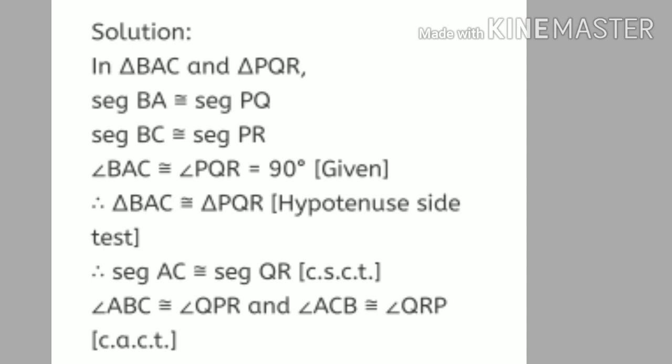Now write the remaining congruent parts. Remaining sides are side AC congruent to side QR, corresponding sides of congruent triangles. And the remaining angles are angle ABC congruent to angle QPR and angle ACB congruent to angle QRP, corresponding angles of congruent triangles. As we discussed, if two triangles are congruent, then the remaining angles and remaining sides are also congruent. So they are called corresponding angles and corresponding sides of congruent triangles, that is CACT and CSCT.